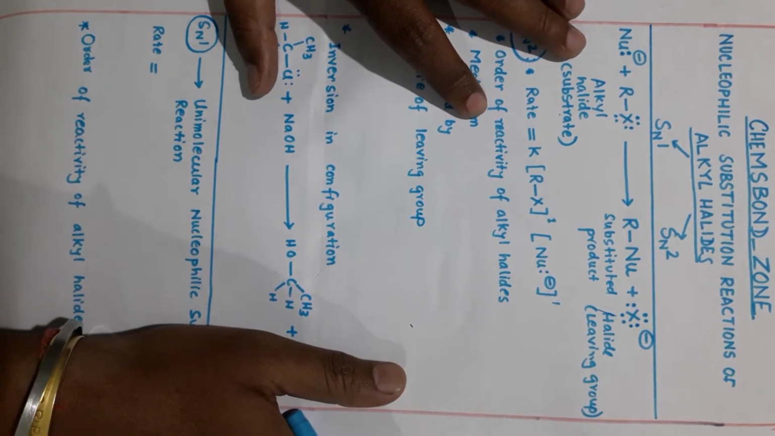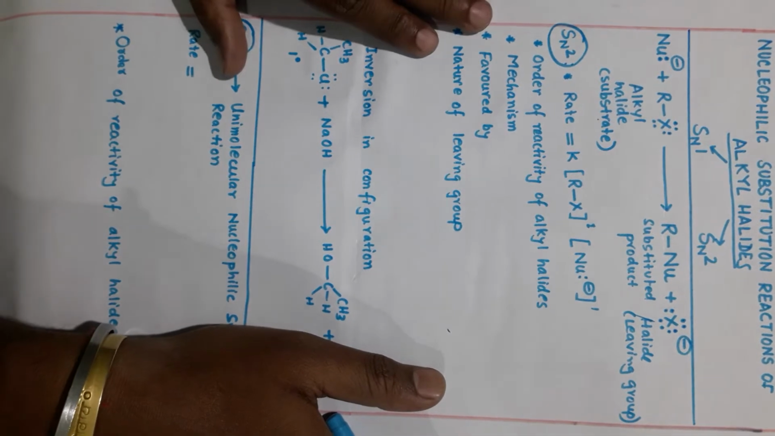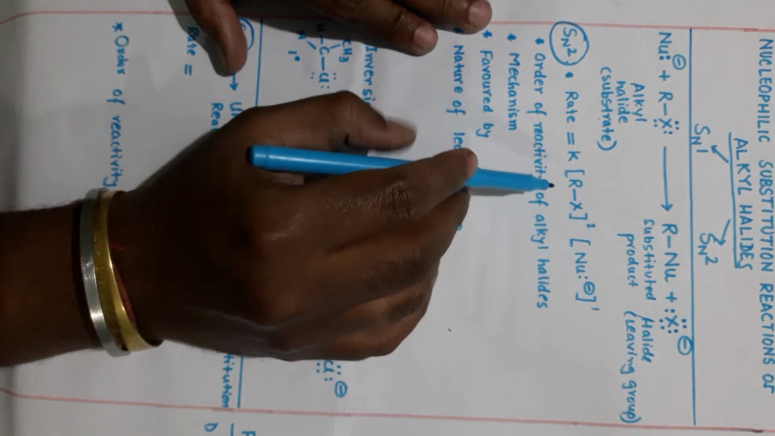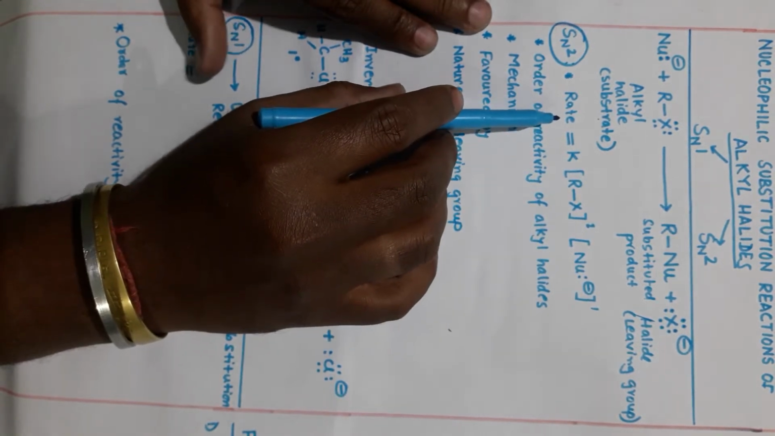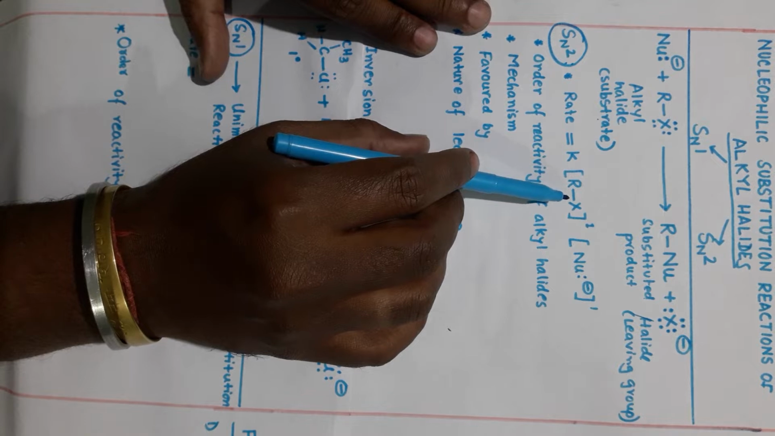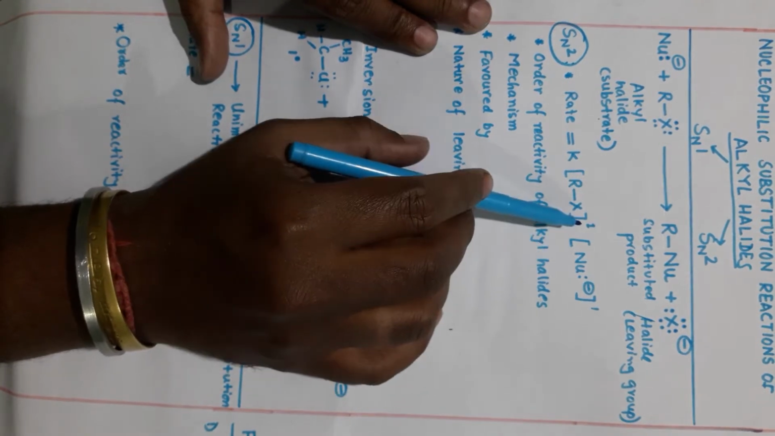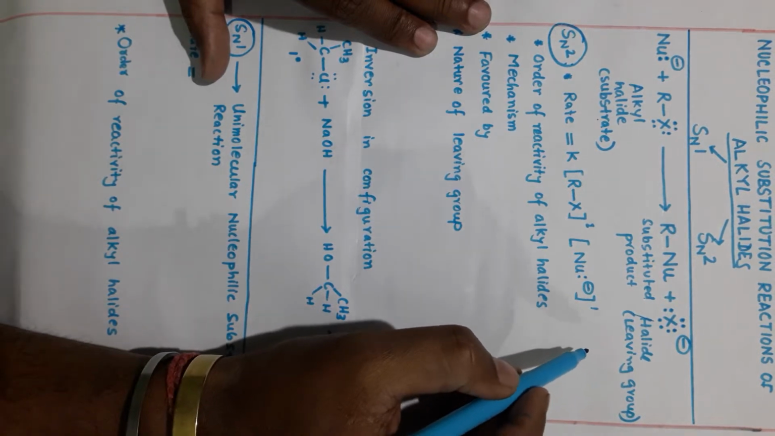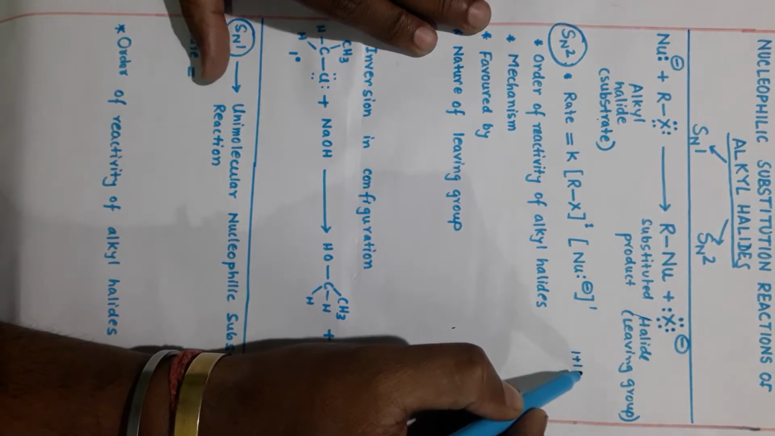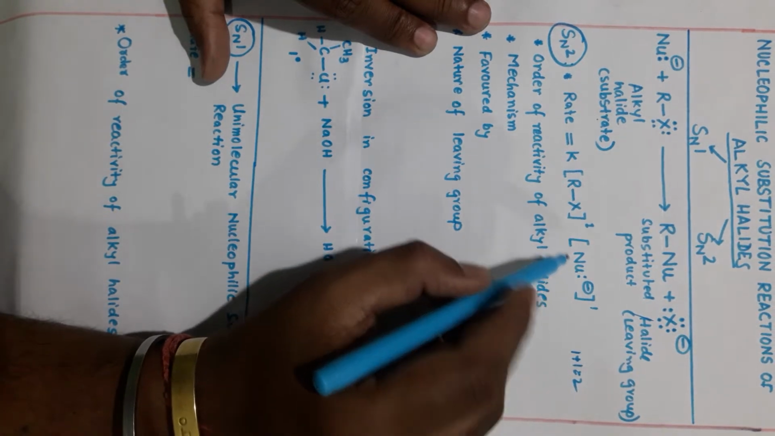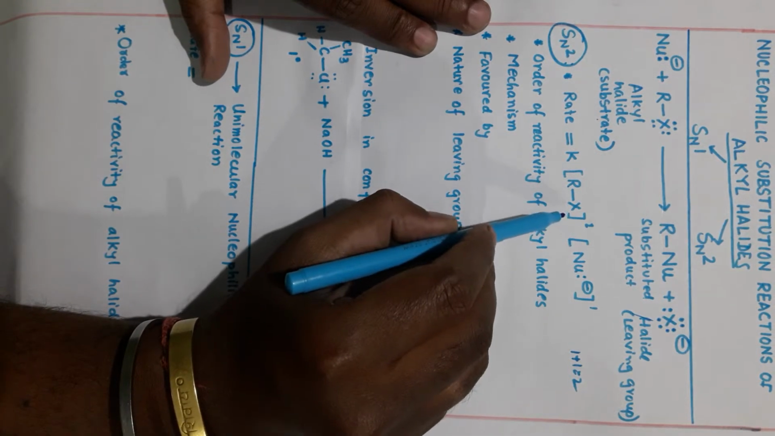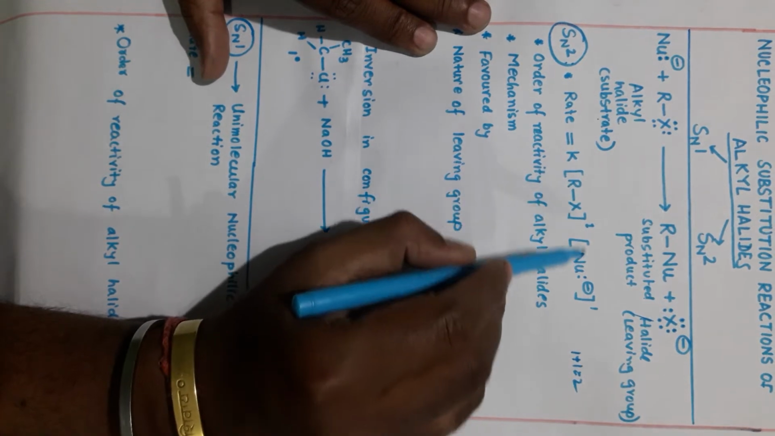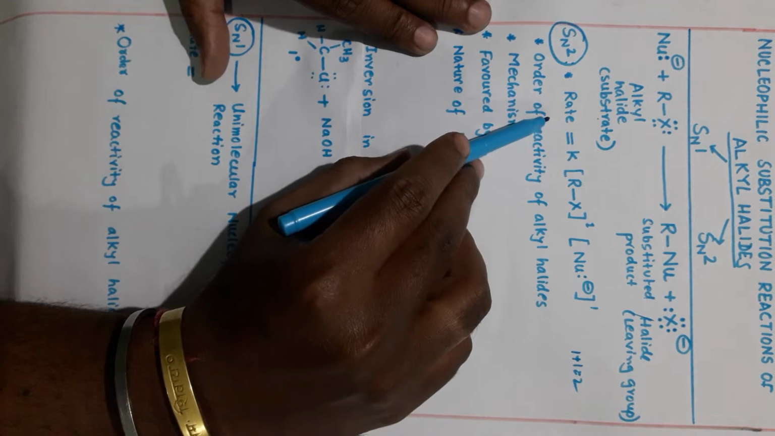So what is Sn2? In Sn2 reactions, the rate of the reaction is dependent on the concentration of both the alkyl halide and the nucleophile, both raised to the power 1. That's why this type of reaction is known as bimolecular, 1 plus 1 is equal to 2. If we increase or decrease the concentration of either the alkyl halide or the nucleophile, the rate is going to change.